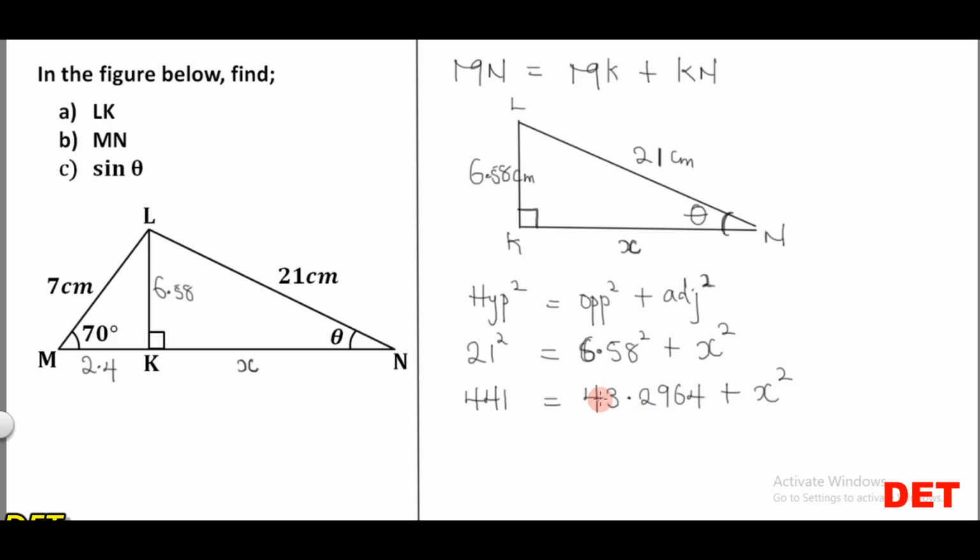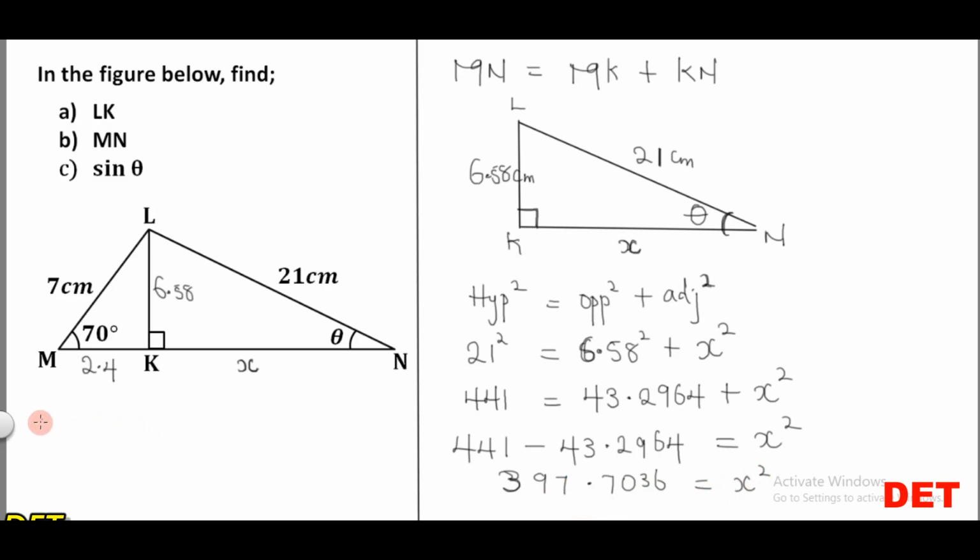The next thing I will do is to collect like terms. I will take this 43.2964 to the other side of the equation. So this will be 441. When this number crosses, it becomes minus 43.2964, equal to X squared. So 441 minus 43.2964 would give me 397.7036, equal to X squared.